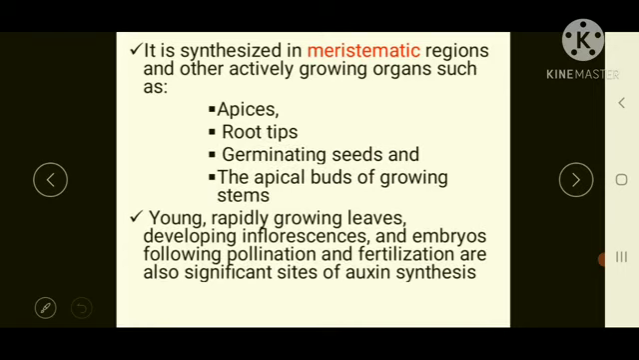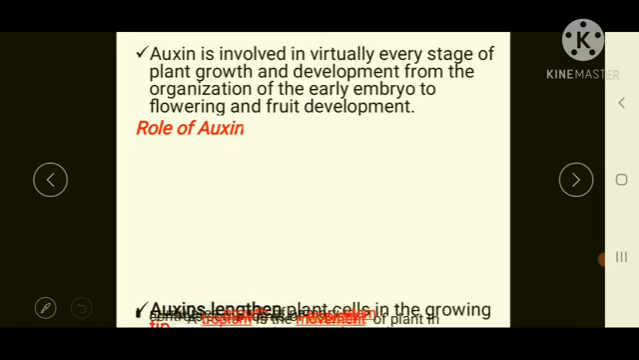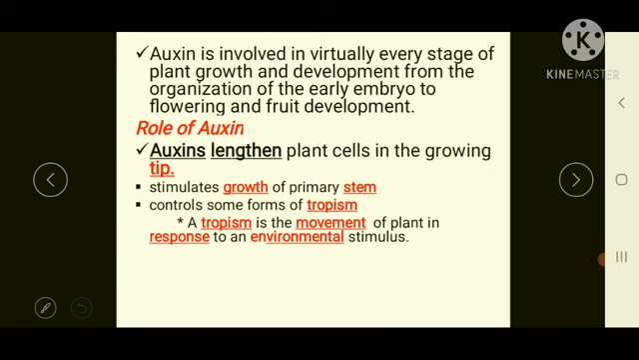Young, rapidly growing leaves, developing inflorescences, and embryos following pollination and fertilization are also significant sites of auxin synthesis. Auxin is involved in virtually every stage of plant growth and development, from the organization of the early embryo to flowering and fruit development. Let us see the role of auxin.